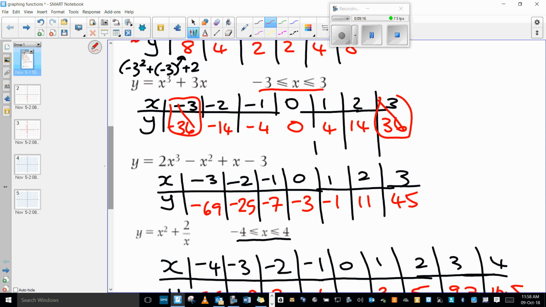So think about your scales now. What items should you be using to draw these? Not a ruler. What should you be using? A pencil. Okay, you'll see why not a ruler in a minute.